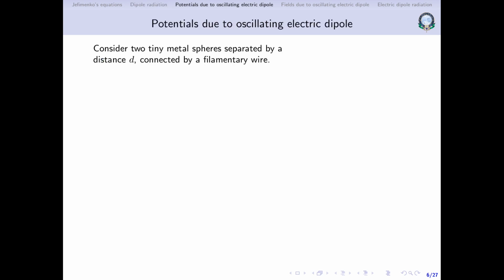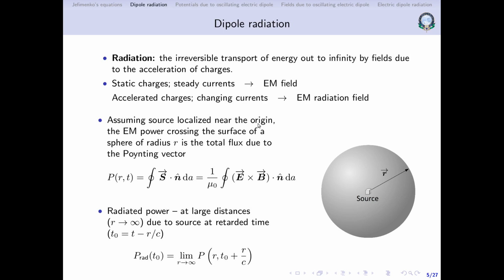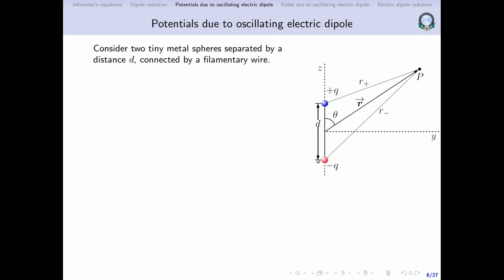We will now consider the potentials due to an oscillating electric dipole. So this is what we'll do. We will consider an electric dipole and we will make the charges oscillate. In that configuration we'll first find out the potentials, and having found the potentials, we'll use E equal to minus grad phi minus dou A by dou t, and B equal to curl of A to find the fields. Once we get the electric and magnetic fields, we can find the Poynting vector, and from there we can find the power that is radiated, that is going to give us the dipole radiation.